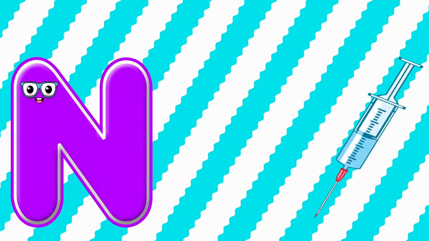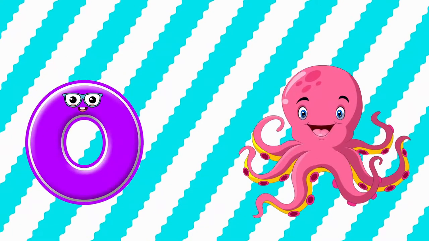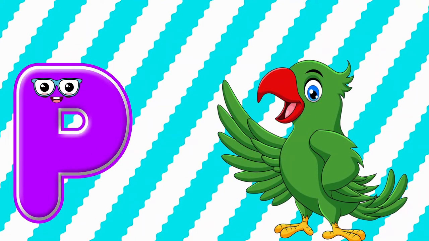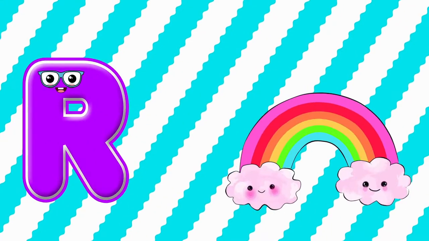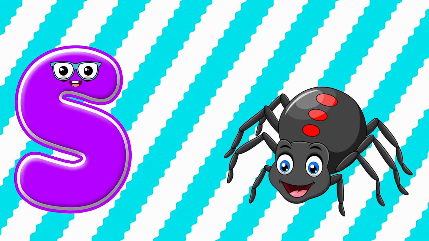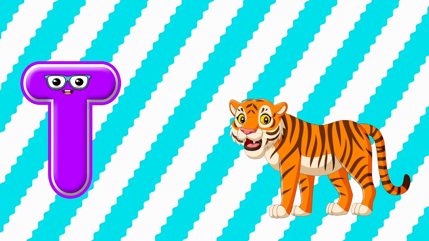N is for needle. O is for octopus. P is for parrot. Q is for queen. R is for rainbow. S is for spider. T is for tiger.